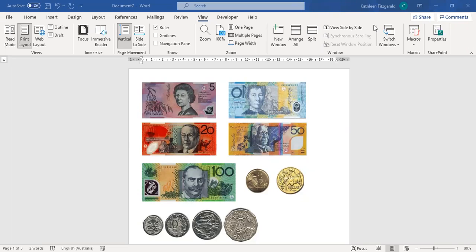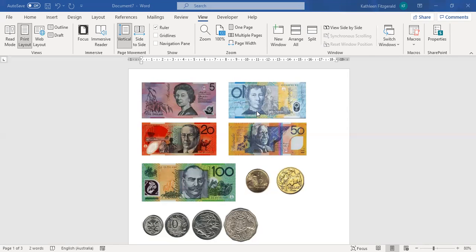Year 3, we're starting a new unit today, and we're looking at Australian money. I've got on the screen a picture of all of the Australian dollars and cents that we use. We've started off with our $5, $10, $20, $50 and $100. They're our main units, the dollar.